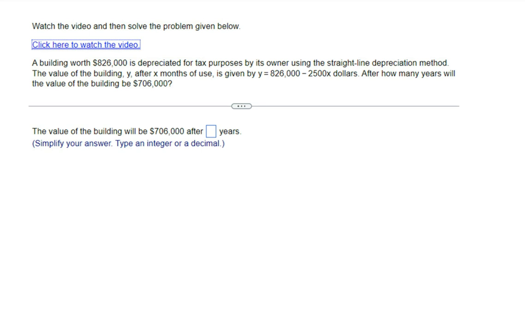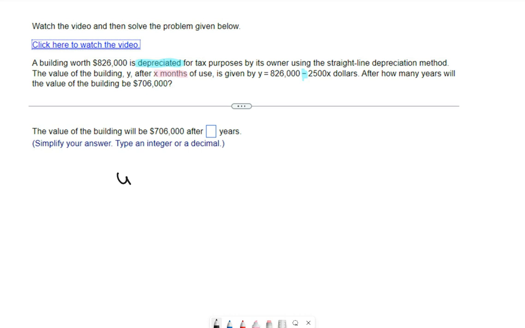So in this problem, you've got a building that's worth $186,000. It depreciates. It depreciated for tax purposes. That's what this subtraction sign in the equation tells you. Depreciated means it's going to go down in value by its owner using the straight line depreciation method, and the value of the building Y after, and here's the other tricky part, after X months of use is given by that formula.